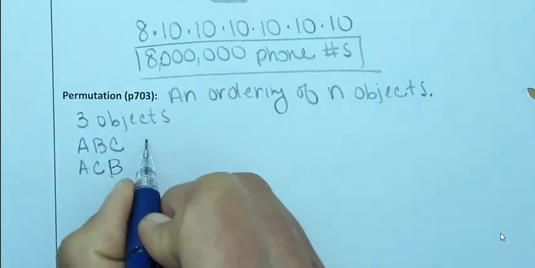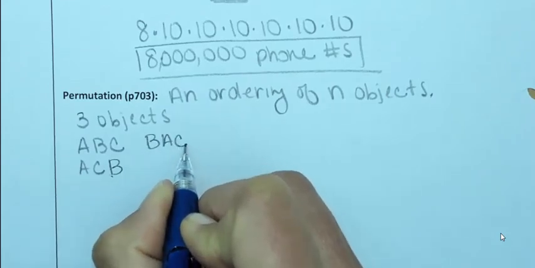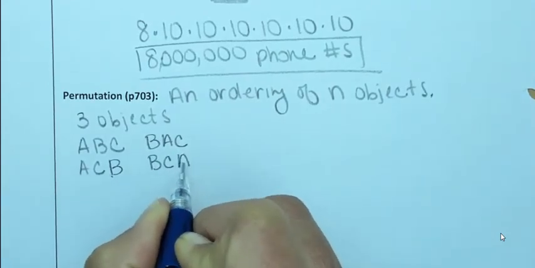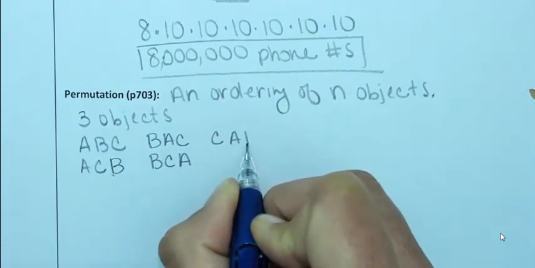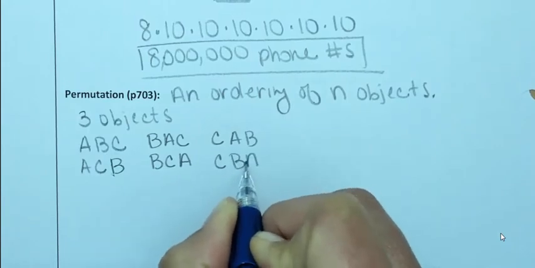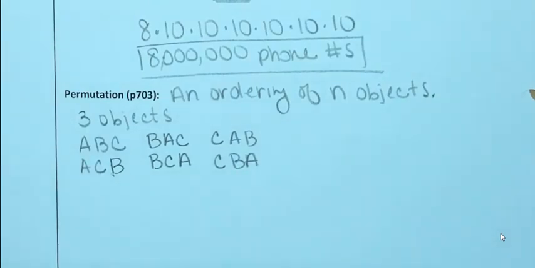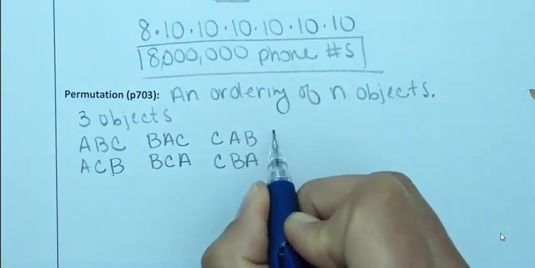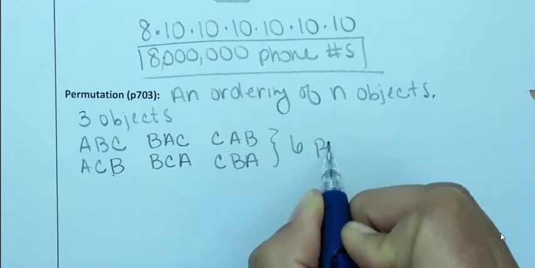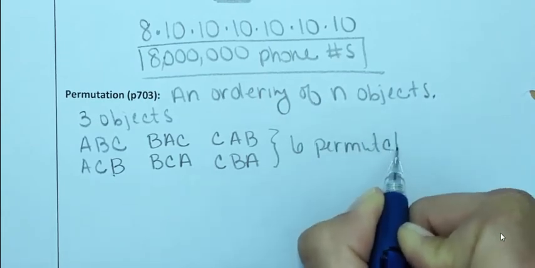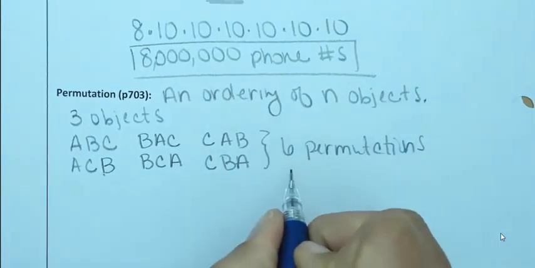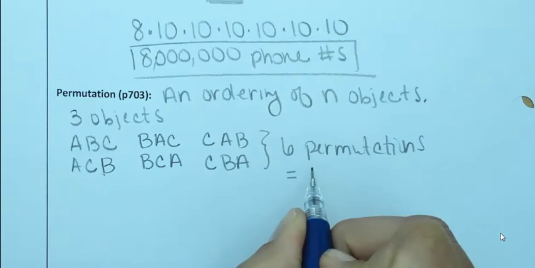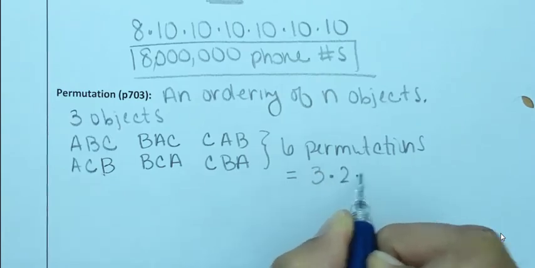I could start with B instead. I could do B, A, C or B, C, A. I could start with C instead. I could do C, A, B or C, B, A. I think I've done all possible orderings of these 3 objects. So I have a total of 6 permutations. Which really is the same thing as 3 times 2 times 1.